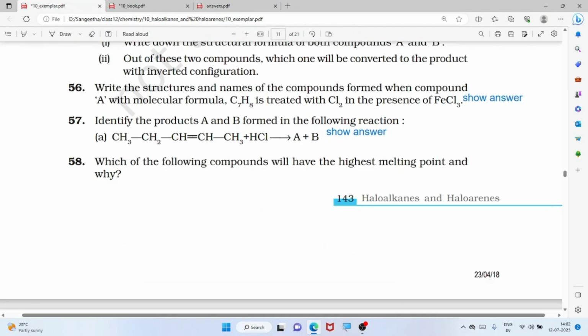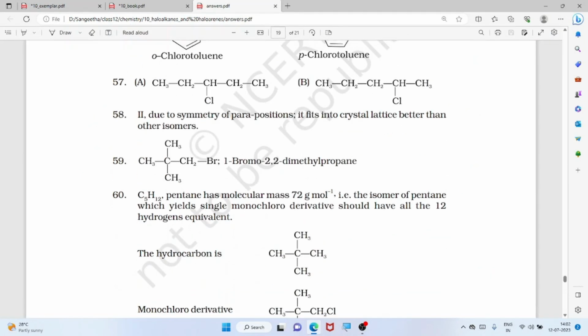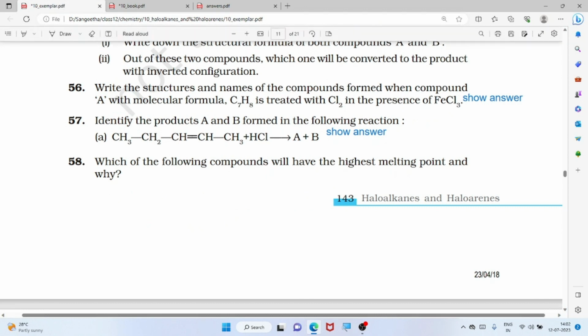Identify the products A and B in the following reaction. Question 57. This one. One on the other side of the double bond. Okay. One here, one here.